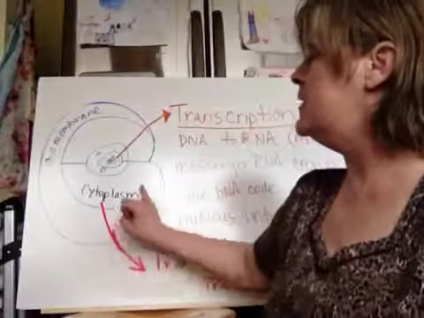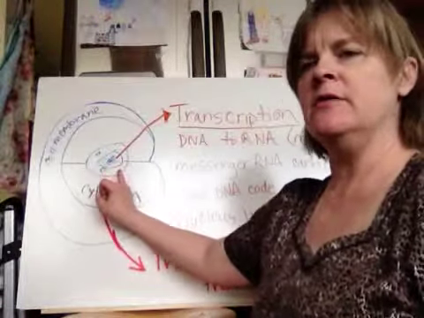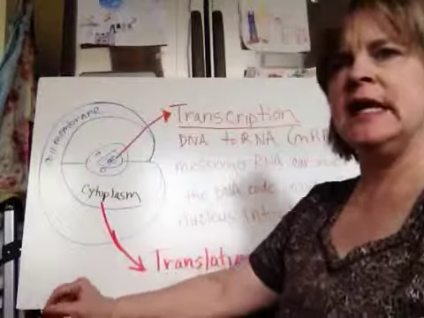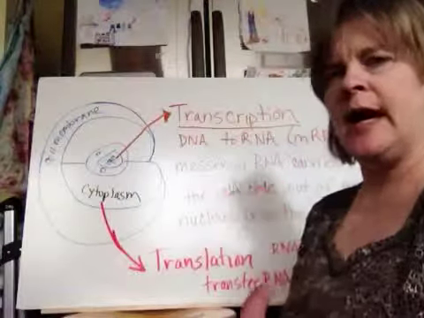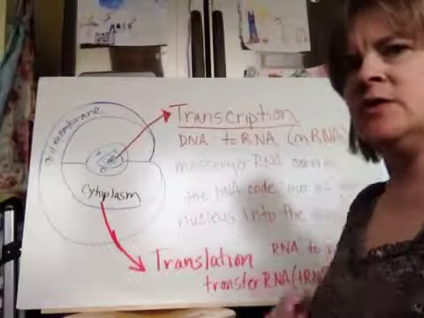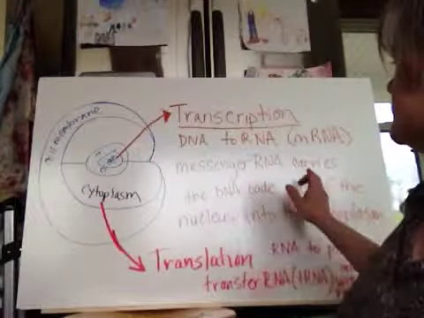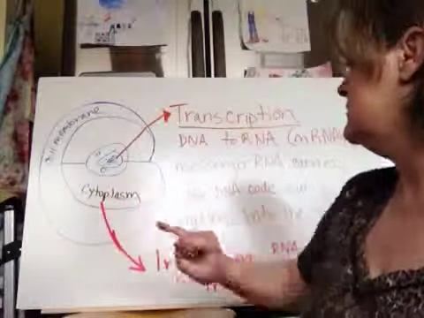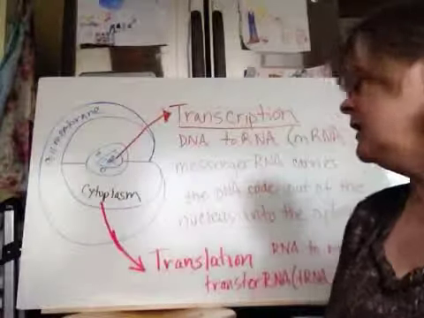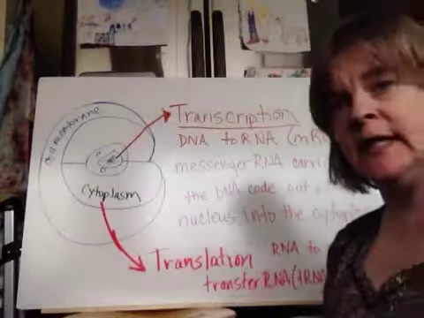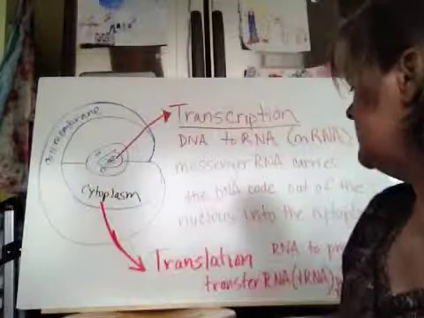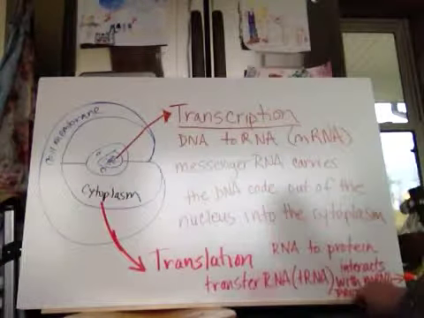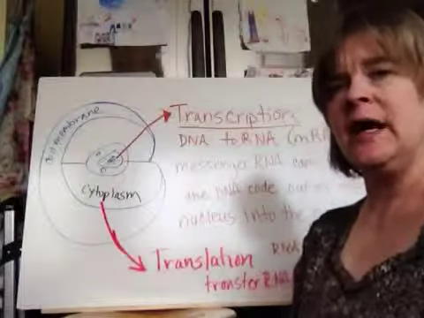This here is a cell membrane, the cytoplasm, the cell nucleus, and the chromatin inside the nucleus. Transcription is where DNA is transcribed by RNA, and we call that messenger RNA. Messenger RNA carries the DNA code out of the nucleus and into the cytoplasm. And translation, where the RNA is translated into protein, happens in the cytoplasm. Transfer RNA is involved with that as it interacts with messenger RNA to create the protein.